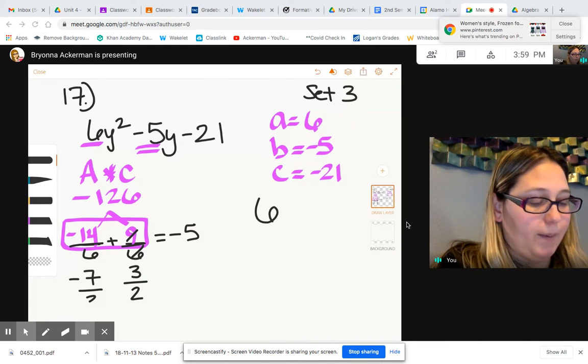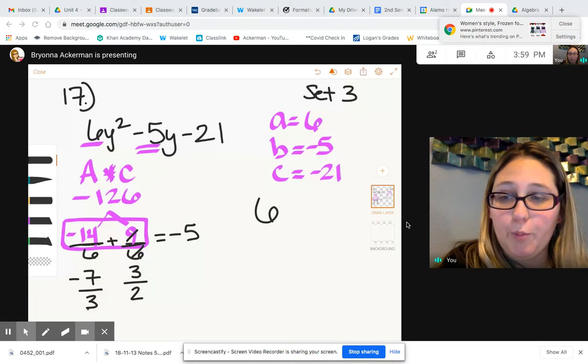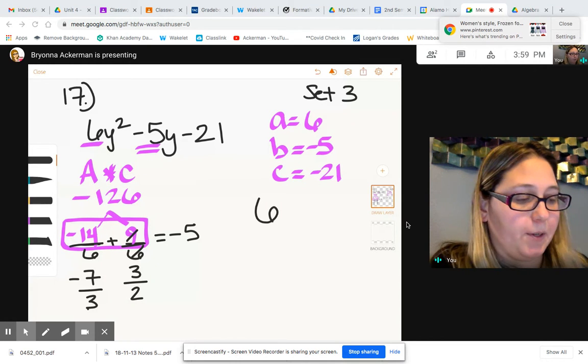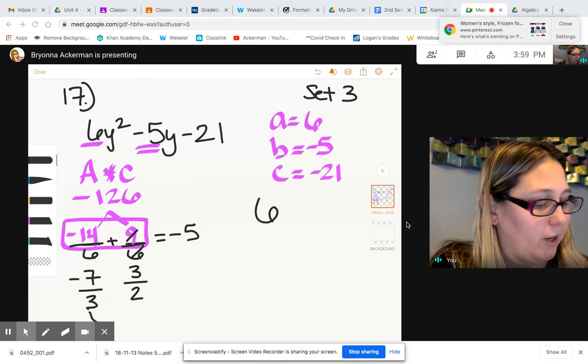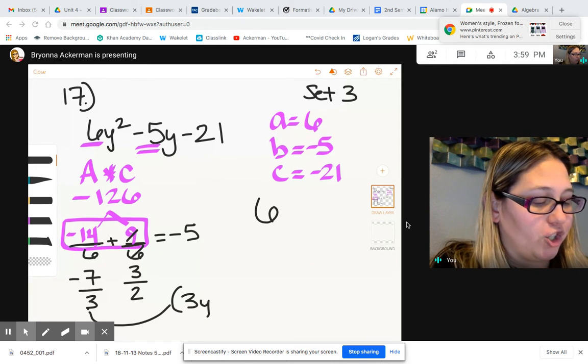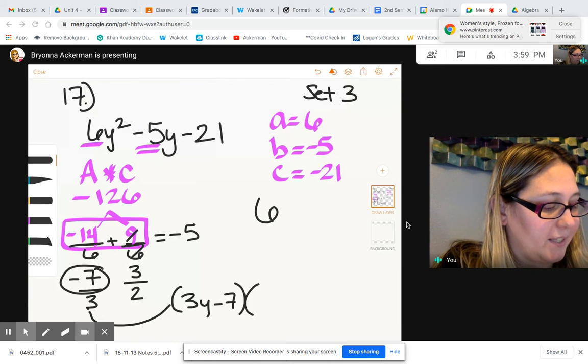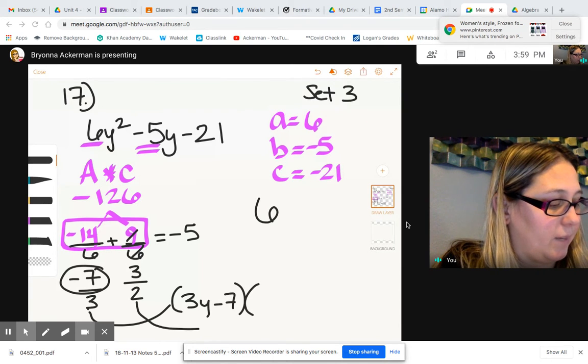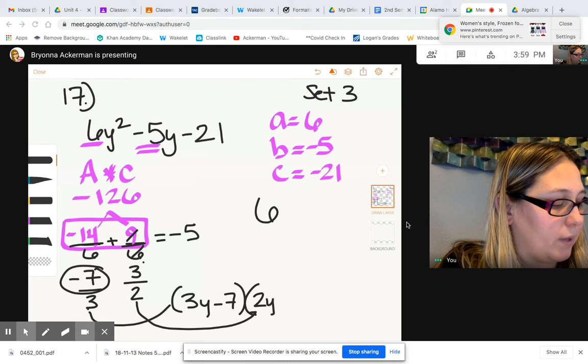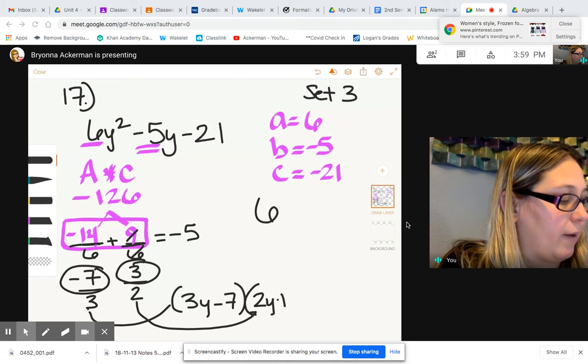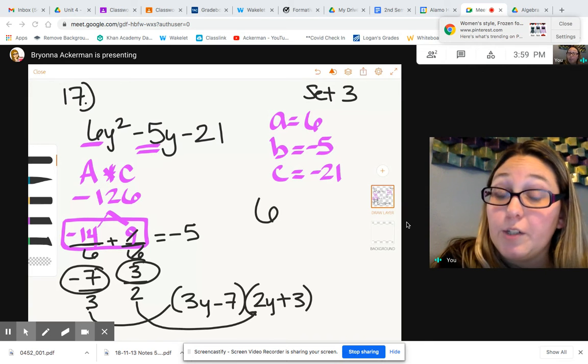Now, the denominator is what you put in front of the variable. In this case we use the variable y. So this is going to be 3y, and it should be -7. Then this denominator is going to be in front of this variable, and then we have +3.